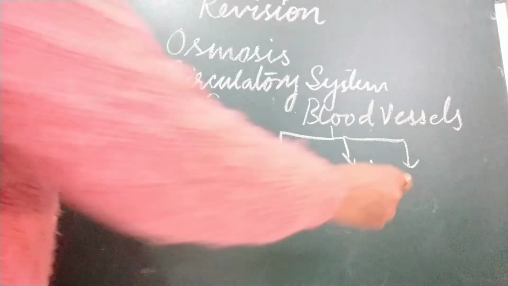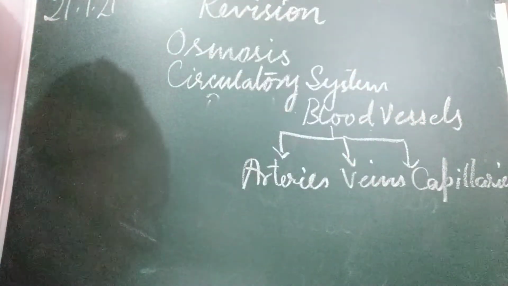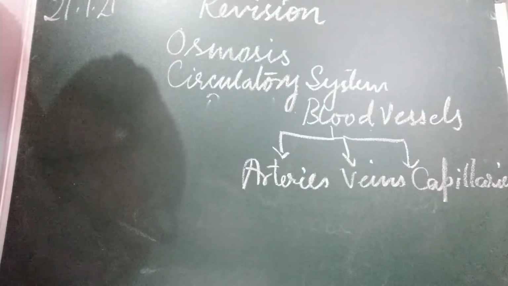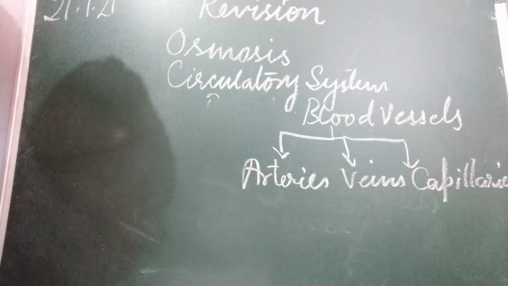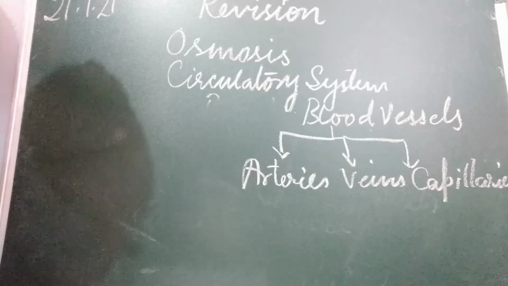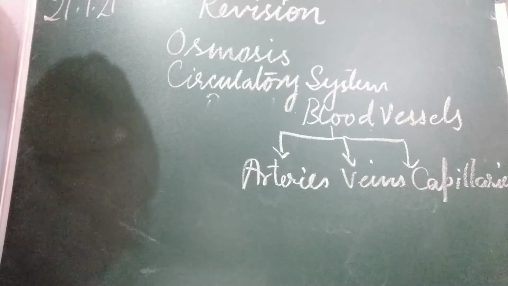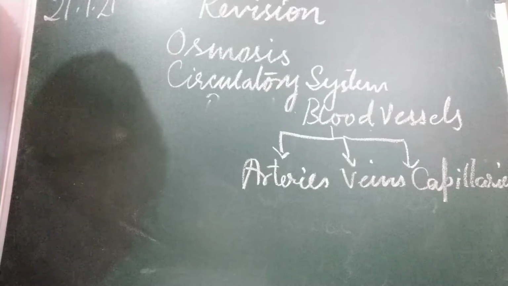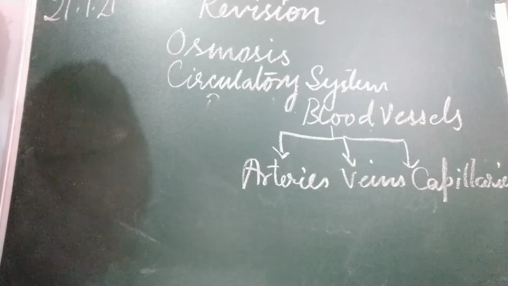Okay, next is capillaries. They are very thin walled vessels. We call them capillaries. Capillaries are the thinnest blood vessels, about as thick as a strand of our hair. They have very thin walls through which oxygen, digested food, carbon dioxide and other waste products are exchanged between the blood and the surrounding cells.